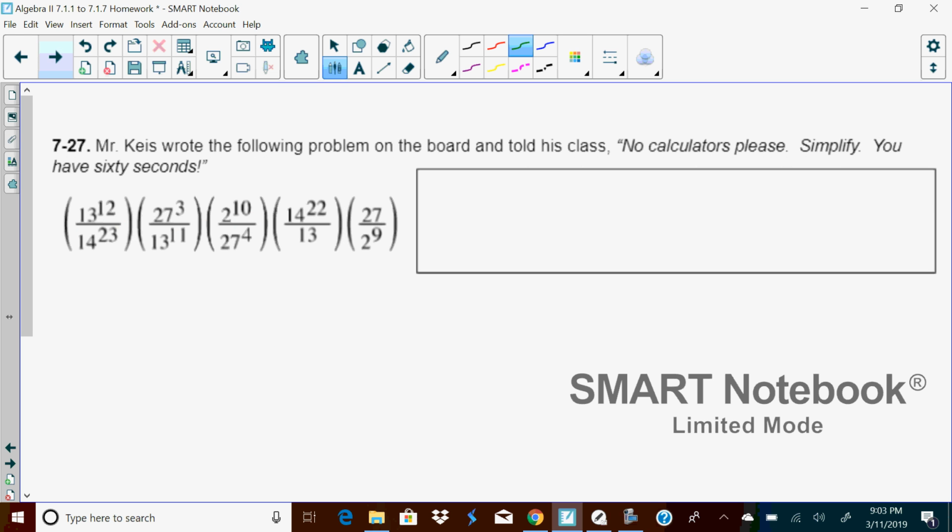Problem 27. Mrs. Keiss wrote the following problem on the board and told his class, no calculators, simplify, you have 60 seconds. So you have to start simplifying stuff. So I crossed out the 14ths. That would be just the 14. This would become 13. This would be 27. 13 and 13 will cancel. I'll get 2 here, 27 and 27. So I get 2 over 14, which simplifies down to 1/7.